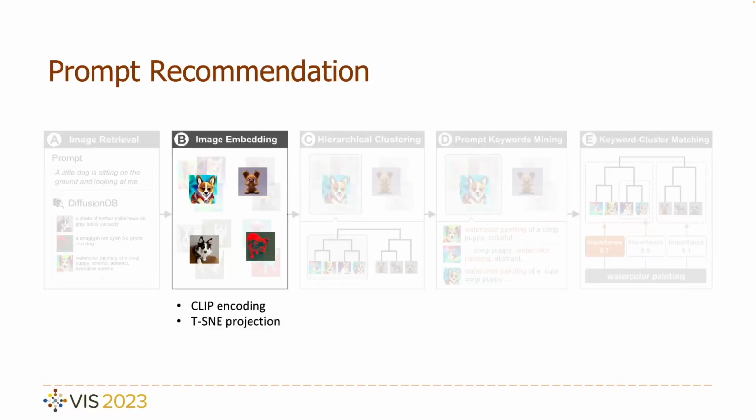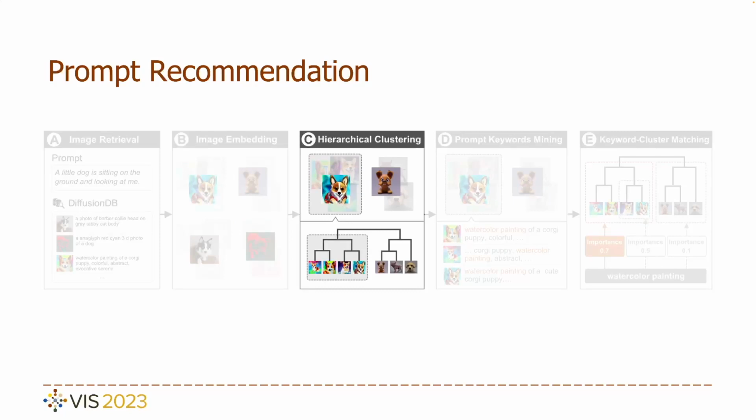The second step is image embedding. We continue to use encoding vectors from the CLIP model and project them into 2D space by t-SNE to preserve the semantic similarity of the images. Then, we perform hierarchical clustering on the images according to their locations, so that the images with similar content and style are gradually aggregated into clusters.